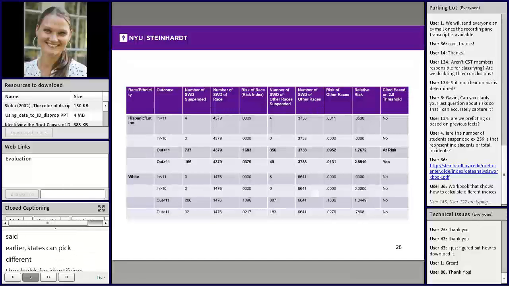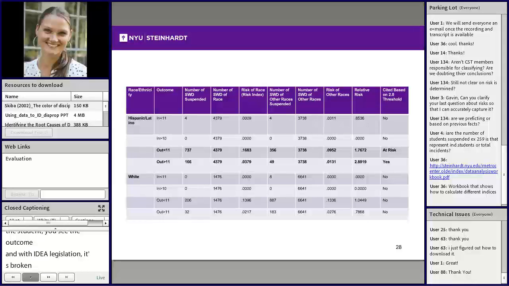This is for a state that has determined that you will be cited through IDEA legislation if your relative risk ratio is greater than 2.0. So this data is how states might receive information about a citation for disproportionality. You'll see on the left we have the race or ethnicity of the students. We'll see the outcome, and with IDEA legislation, it's broken up into understanding disparity for in-school suspensions for 10 days or less, in-school suspensions for greater than 10 days, out-of-school suspensions for 10 days or less, and then out-of-school suspensions for more than 10 days. I've put in bold where the data shows that there's a citation, because as I talk through the risk ratios and understanding the risk of different groups, this chart lays out how all those different numbers relate to each other in this particular district.